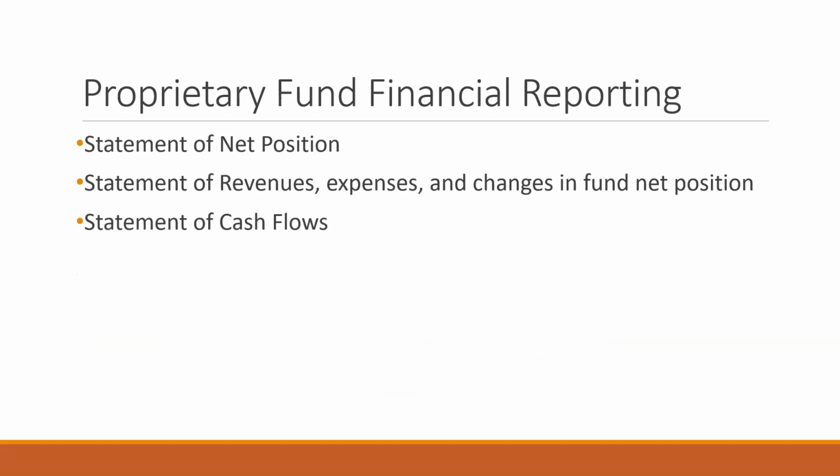A proprietary fund has three financial statements that they need to use as part of their financial reporting: a statement of net position, a statement of revenues, expenses, and changes in fund net position, and a statement of cash flows. And a reminder that even though these look like business type activities, the statements of these entities have to follow GASB regulations and not FASB regulations.